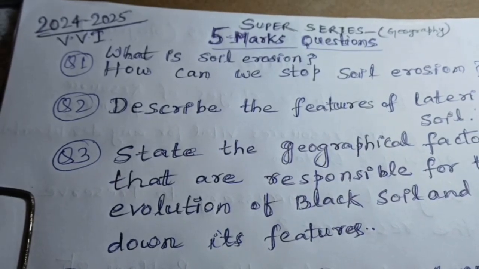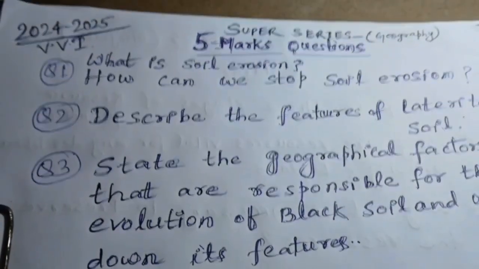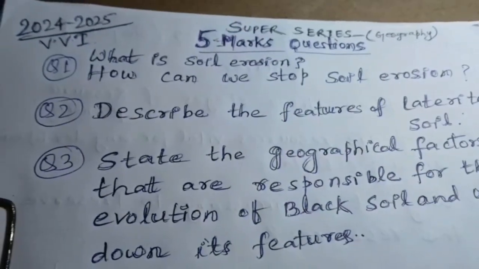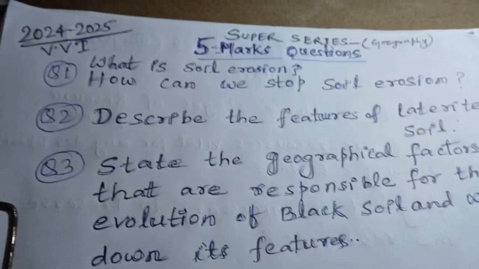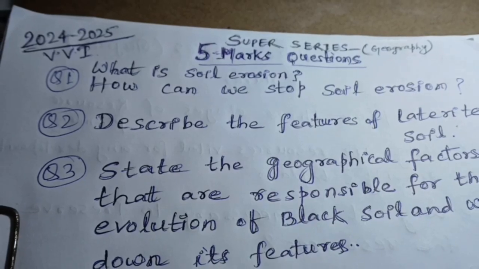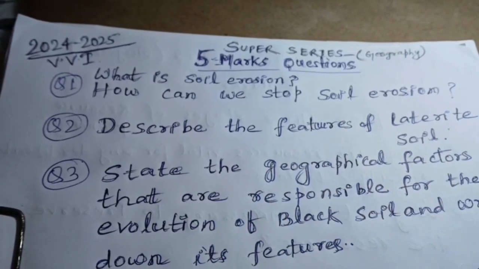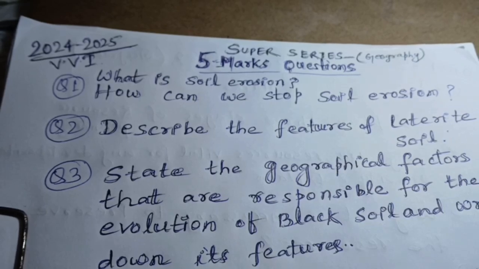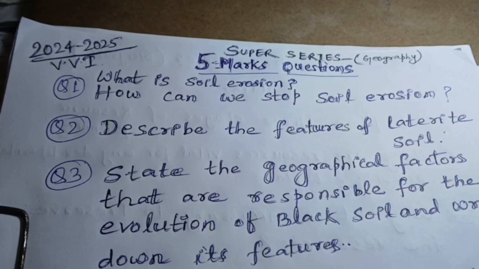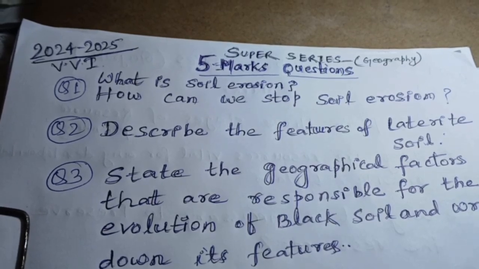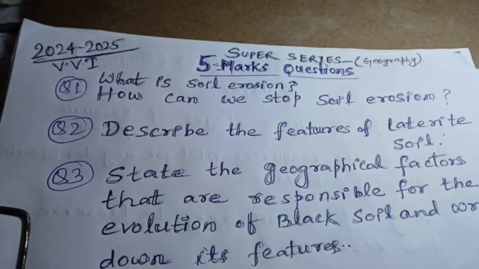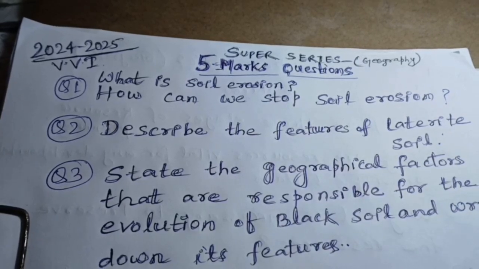And how can we stop soil erosion? Soil erosion can be prevented by a variety of methods. First, afforestation as well as reforestation. Second is contour farming. Third is crop rotation. Fourth is terrace farming. Fifth is shelter belt plantation. Sixth, strip cropping. And the last point is control on overgrazing.